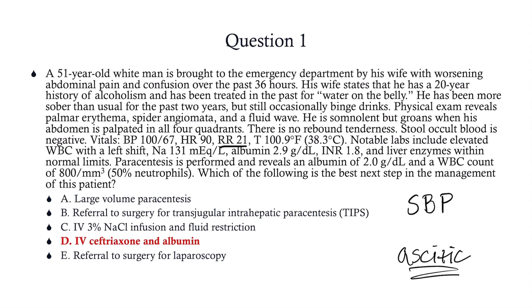When your serum albumin drops, water is going to leave via osmosis and go into the extravascular space. And the peritoneum is one of those extravascular spaces. So by providing albumin to the patient, it's going to reduce that transudation.